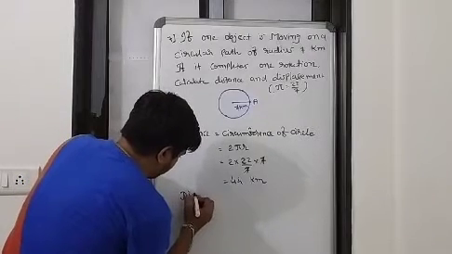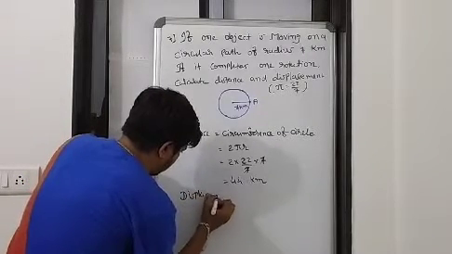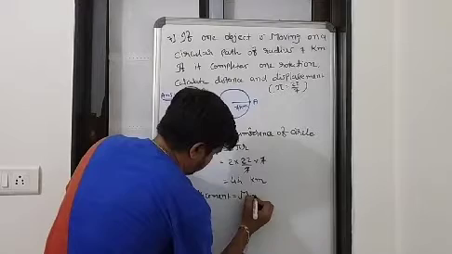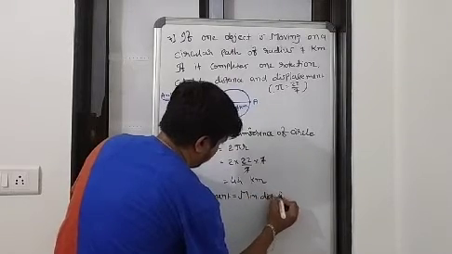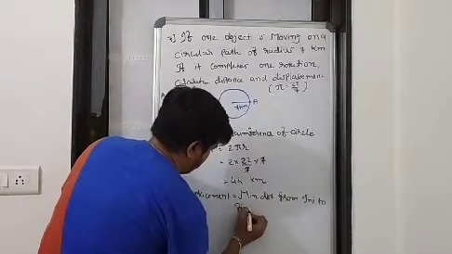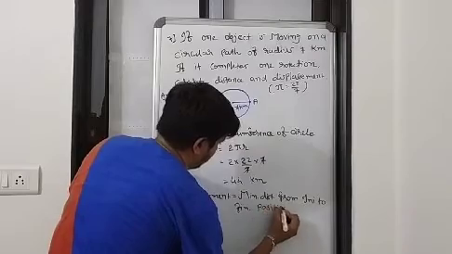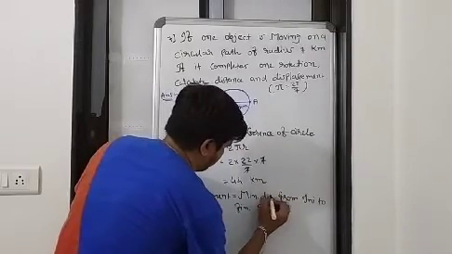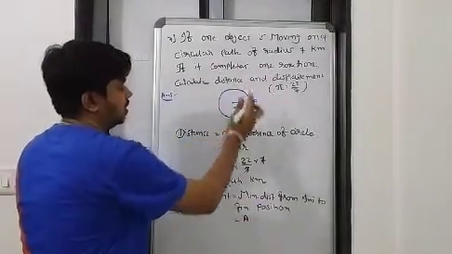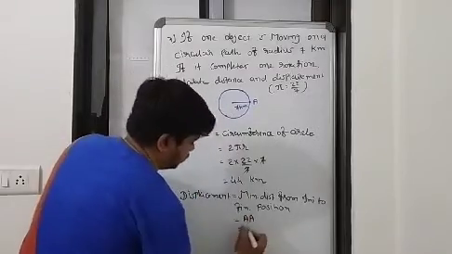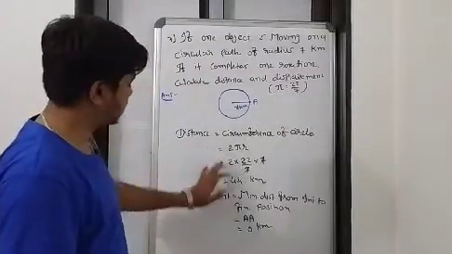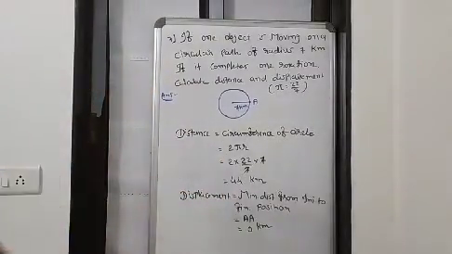Displacement is easy. It is the minimum distance from the initial to the final position. Right? Initial is A. It completes one rotation, it reaches the same point. So it gives you 0. Right? So here it is distance and here it is displacement. Just do it.